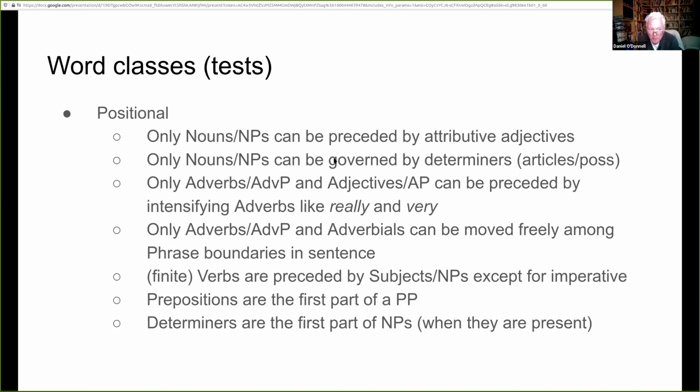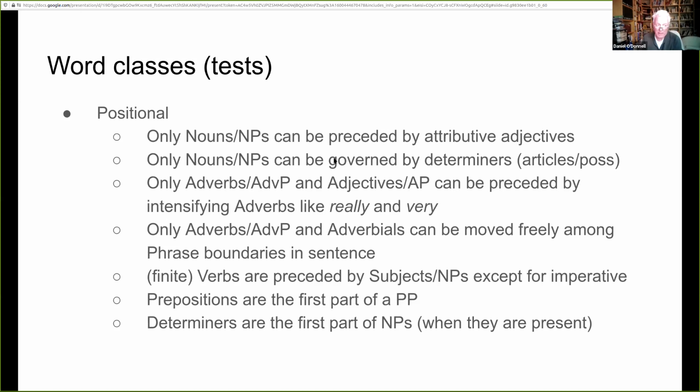Only adverbs and adverb phrases or adjectives and adjective phrases can be preceded by intensifying adverbs like really and very. So if you take a sentence like I run quickly, I want to know what quickly is. Is it an adjective or an adverb? That I can't tell. But I can tell that it's not a noun or something else because I can put really in front of it. I run really quickly. And that means it's either an adjective or an adverb. And we'd have to find other tests to see which one it is. And in fact, we could use the next one.